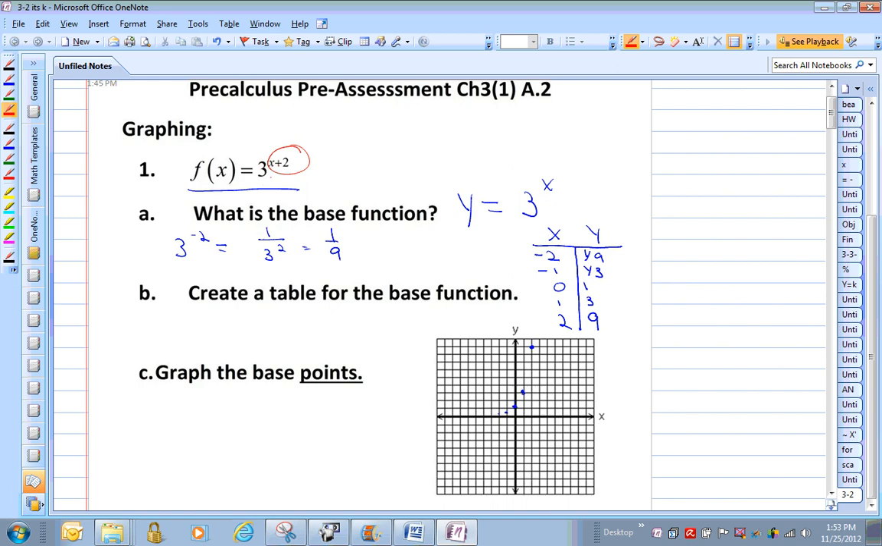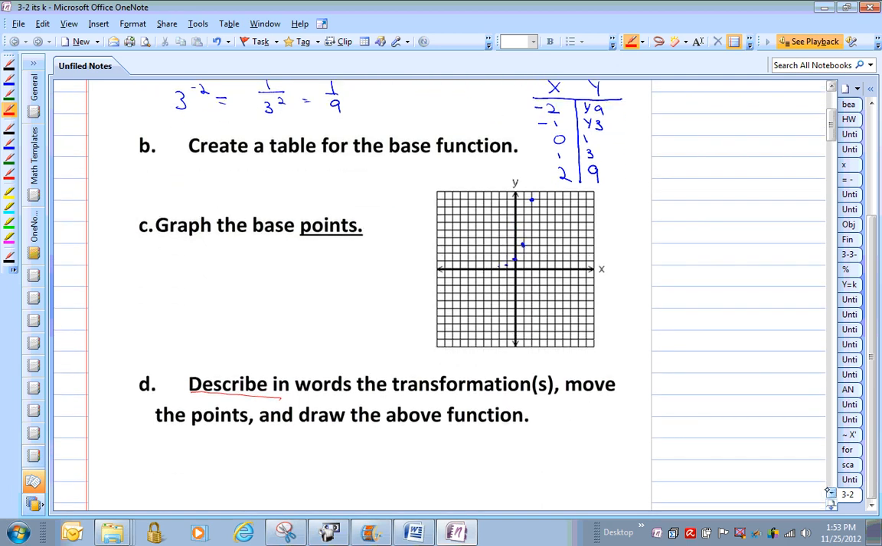And remember, x is a little backwards, so instead of going to the right 2, we would do the opposite and go to the left 2. So in our description, the only transformation we have is left 2. So we're going to take each of those points, move them left 2, and then draw in our function. So if we do that, we end up about right there. We do this here and here. And our function would look something like that.